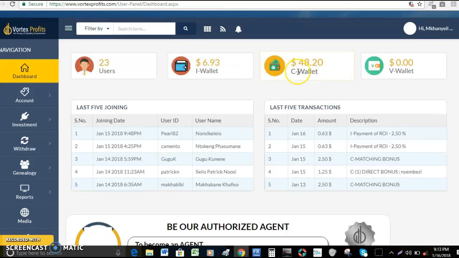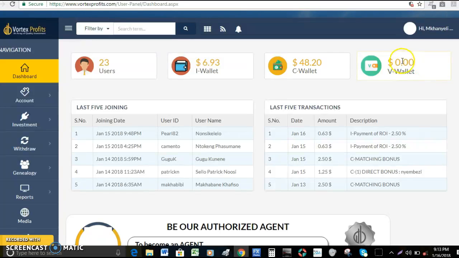And then we've got money from the C wallet. The C wallet is the money which we are making from matching bonus and direct bonus. Direct bonus is the money that you get when someone invests their money, where you get 10% of 5% of what they've invested. And then matching bonus is the 10% which you get when your left and right have matched. So now we'll see how we transfer that to the V wallet.